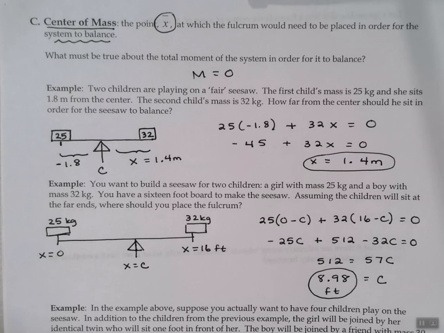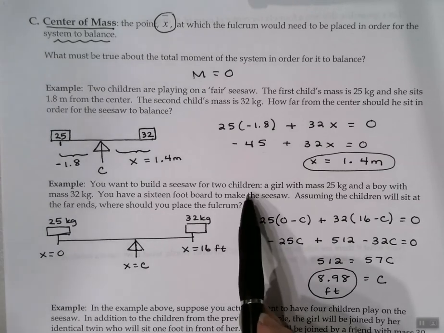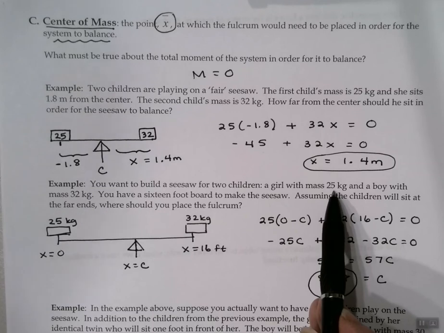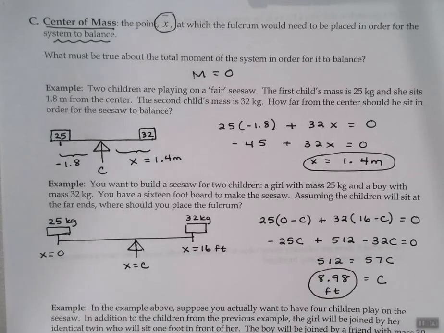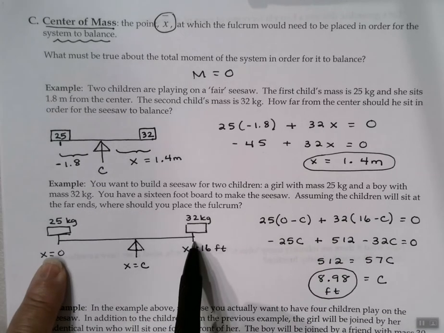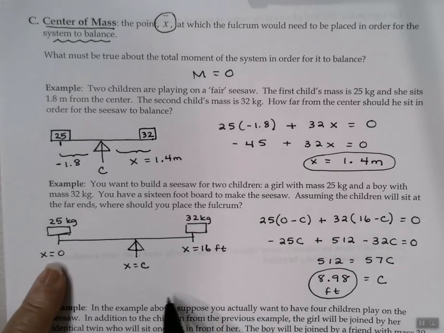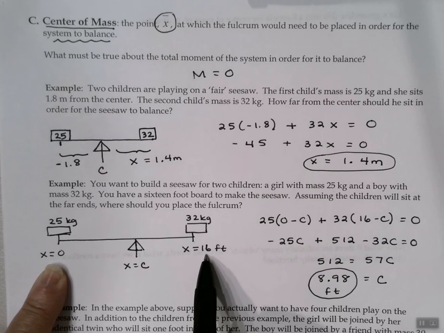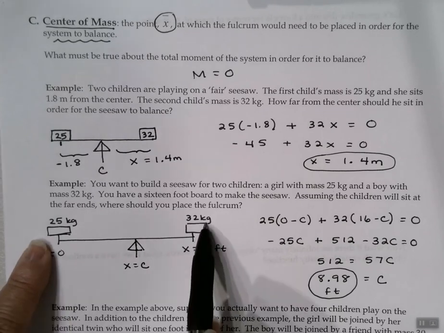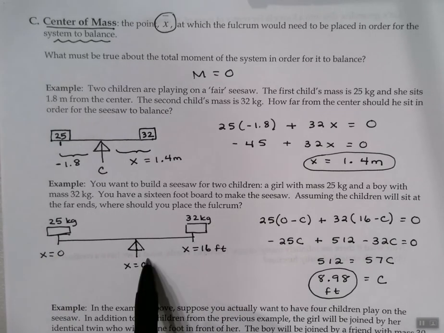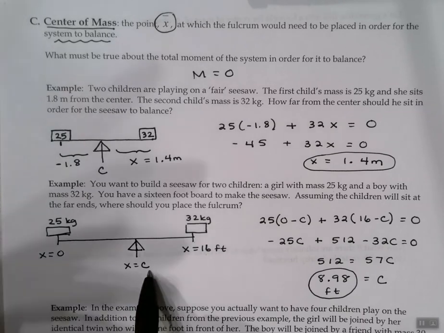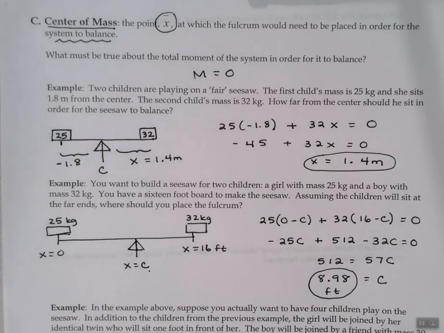All right, in the next example, we're going to figure out where to put the fulcrum. We'd like to build a seesaw again for two children. Same two it looks like, because the girl is still 25 kilograms and the boy is still 32. So here they are sitting on the two ends. We have a 16-foot board to make the seesaw. So I called one end x equals 0 and the other end x equals 16, and the children are sitting at the far ends. Where should we place this fulcrum? So I'm just saying, what's the C value such that this is going to balance perfectly?